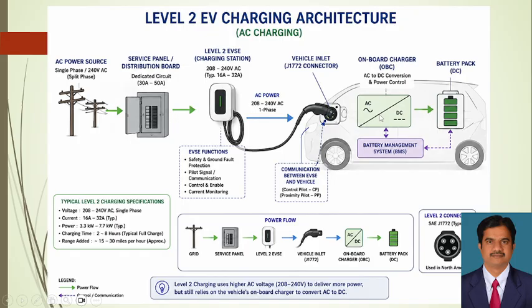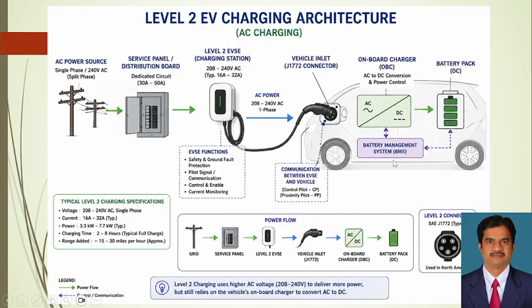This is the major difference between level 1, level 2 and DC fast charger. In level 1 and level 2 we will find this onboard charger, but we will not find any OBC or onboard charger in fast charging. Let's see later why it is not there in the fast charger. Once it converts AC into DC, that DC is stored in the battery pack. The parameters of the battery pack and the onboard charger are controlled by the battery management system.